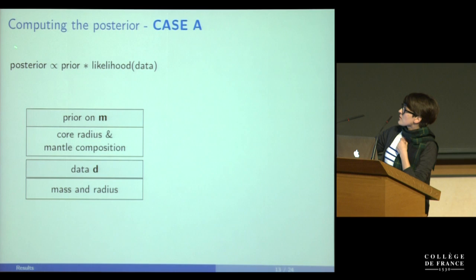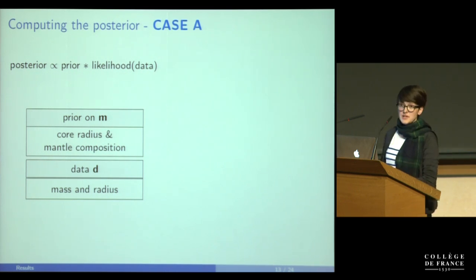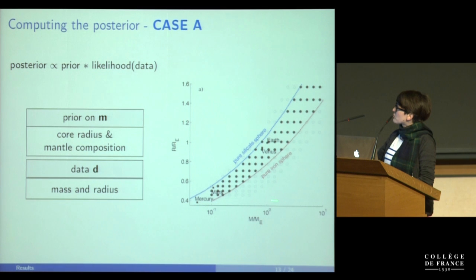So to calculate now the posterior of these four model parameters that we want to constrain, we need to define prior and data. And the prior that we are using for this case A now is a very wide prior, a very conservative prior, and the data is simply mass and radius. And on this mass-radius plot, you see that we find solutions that are indicated here by the filled circles that are all sitting between the pure iron and the pure silicate sphere, which we expect to happen.